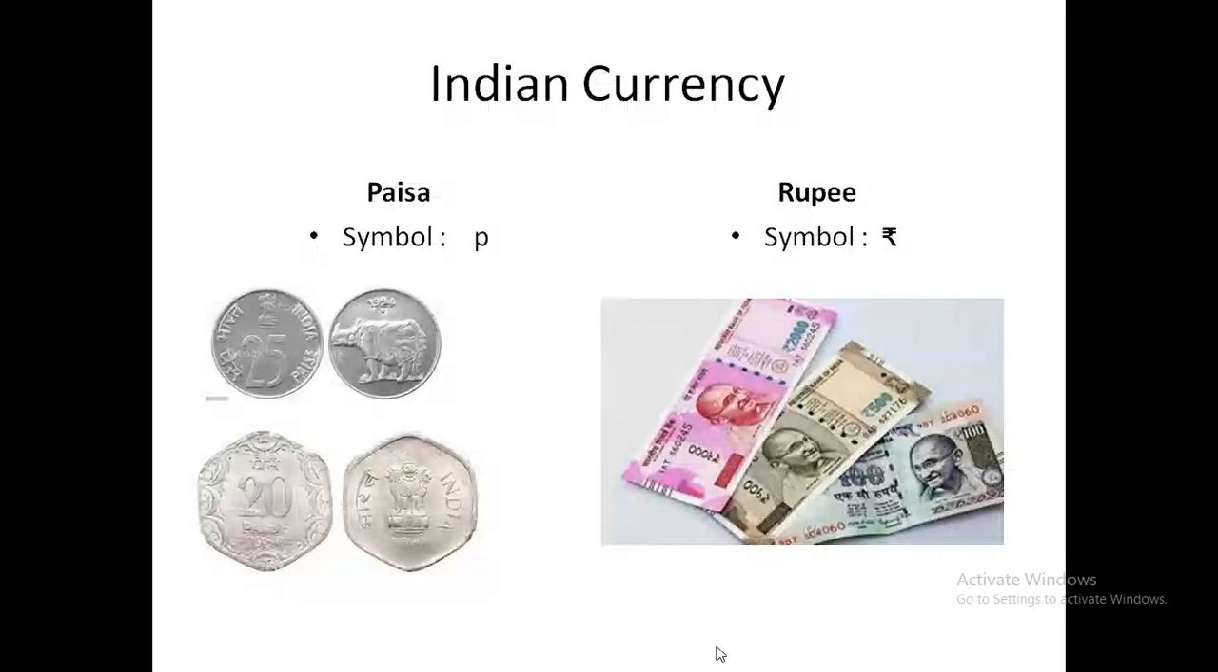Every country has its own currency. Indian currencies are paise and rupee. Paise is a smaller unit and rupee is a bigger unit. When we combine 100 paise, it becomes 1 rupee. So you can see paise and rupee: 25 paise, 20 paise. Rupees are 2000 rupees, 500 rupees, 100 rupees.